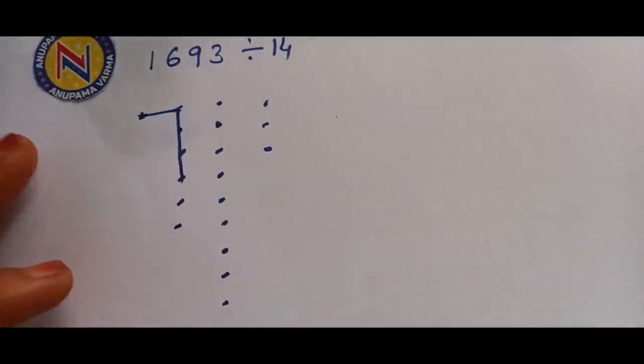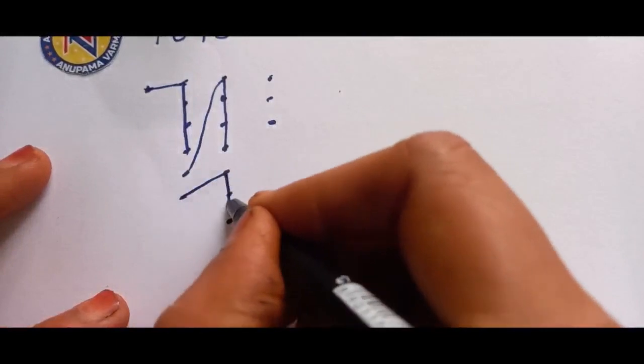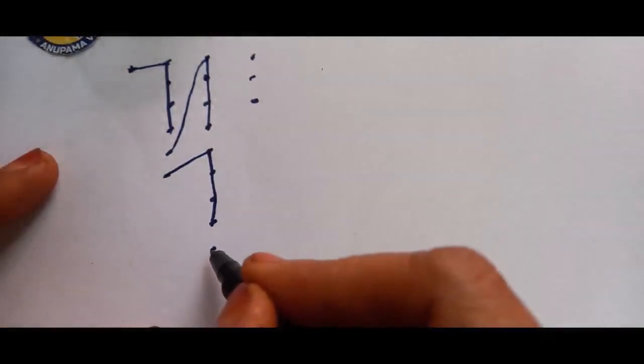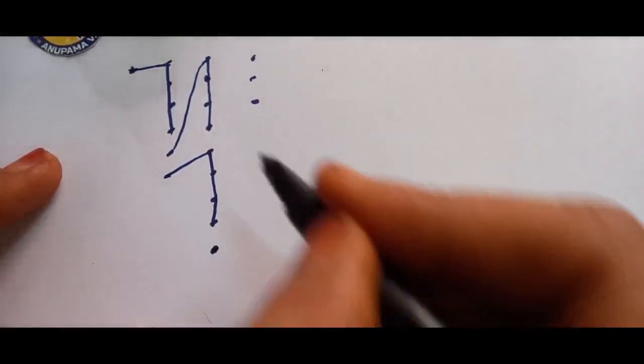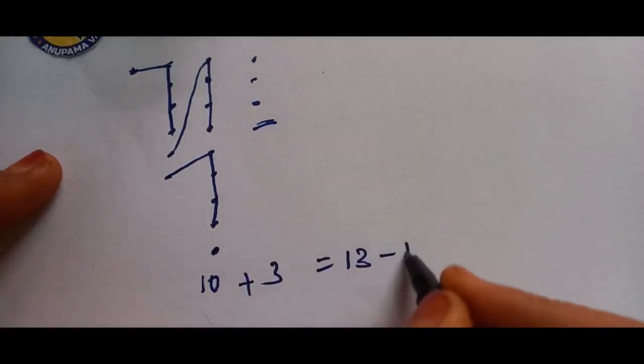First column completed. So we need to go for the second column. Here 1 and 4 in the next column. Here also 1 dot and 4 in the next column. Okay. So 1 dot is left here. Here 3 dots. Okay. So this is in the tens place, 10, this 3. 10 plus 3 is equal to 13, the remainder.